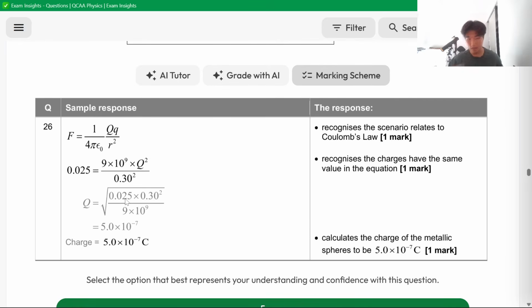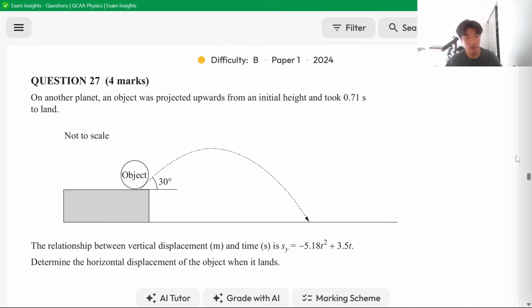Here's the marking guide, you can pause if you want to. On another planet, an object was projected upwards from an initial height and took 0.71 seconds to land. This is the last question. The relationship between vertical displacement and time is s of y equals, so it's a quadratic function.